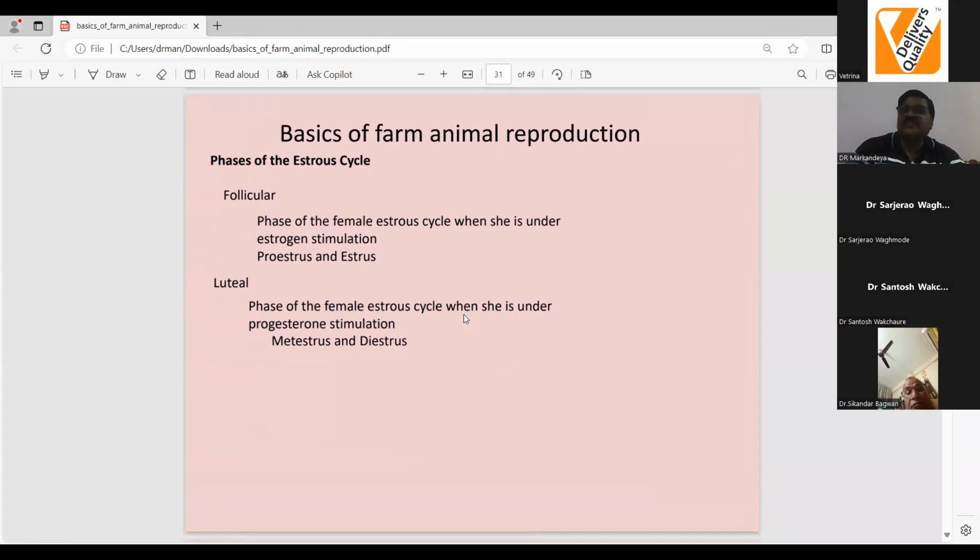In the follicular phase, it is important that proestrus and estrus phases are completed. The follicular phase is for 4 to 5 days. The luteal phase is longer, and it extends up to 16 days. Metestrus and diestrus are the events during the luteal phase.